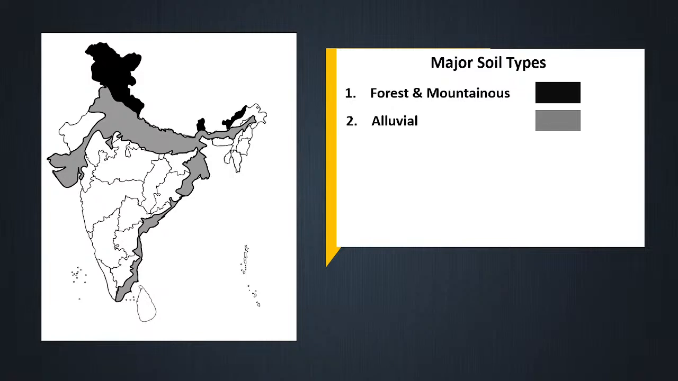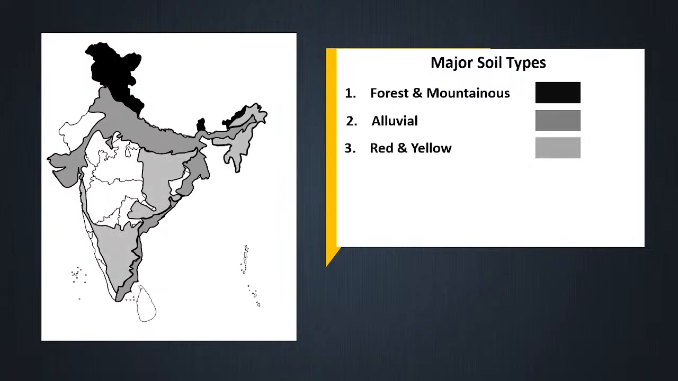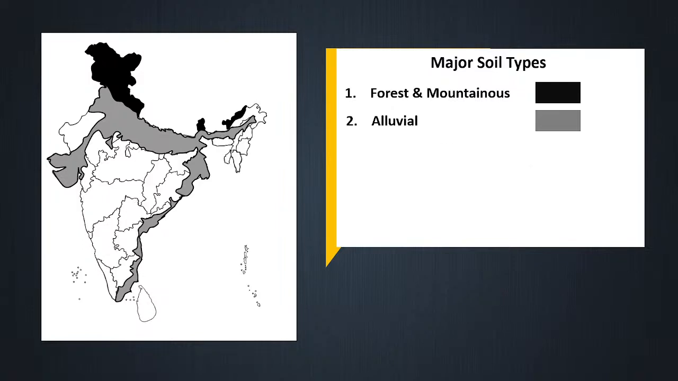Completed? Alluvial soil. Done? Pujita done? Next, after alluvial soil you have red and yellow. Look at this, red and yellow. You are going to locate it in the northeastern states. You look at this, northeastern states.